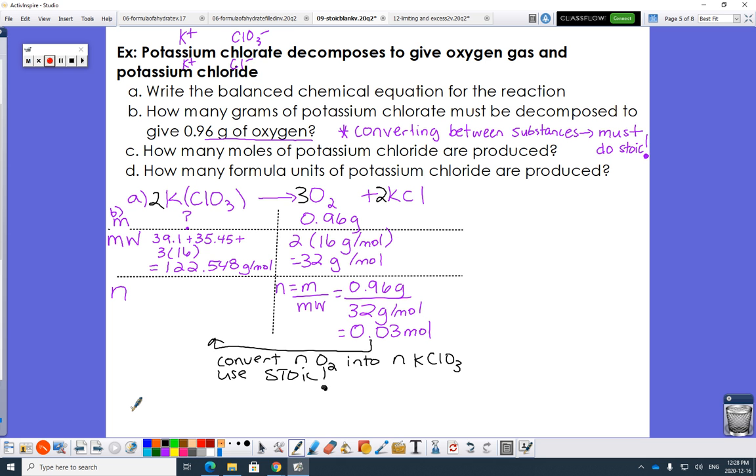I could have given you any of those substances and asked you to convert them. I could have asked you for KCl. So just read the question carefully. Given oxygen, that's why it's helpful to write what you're given underneath the substance. You know where it goes, and then what are you looking for? It's really arbitrary. One's not better than the other.